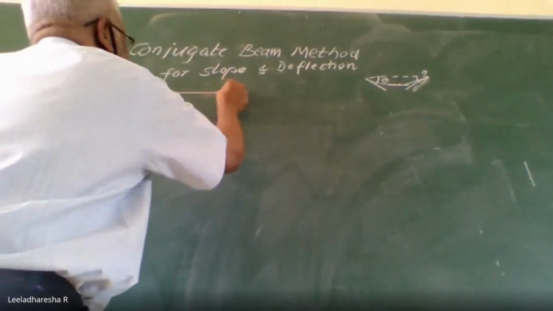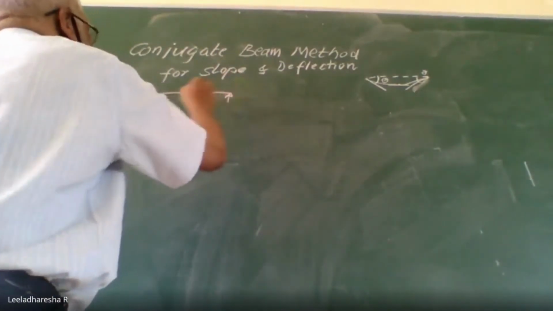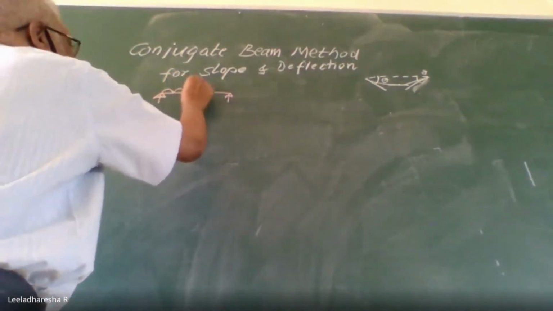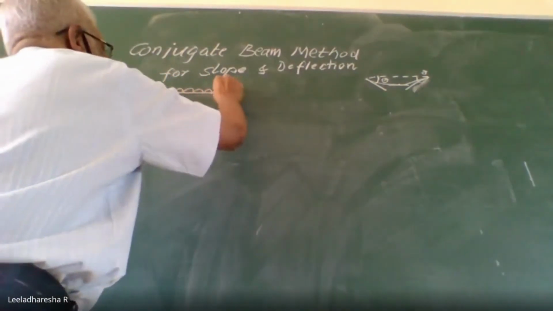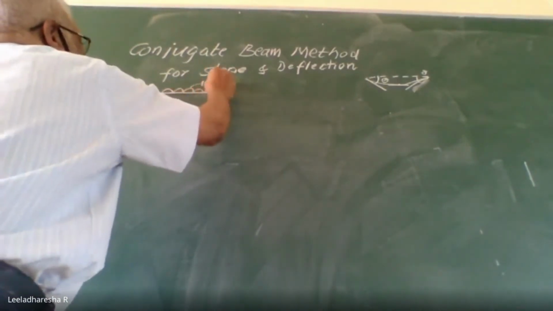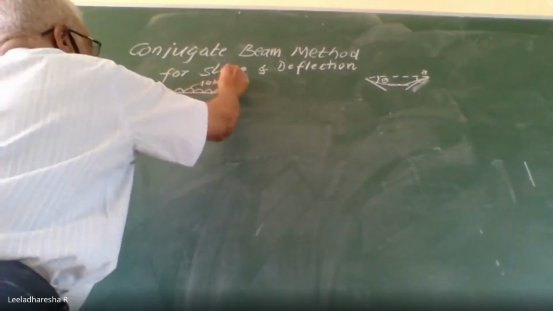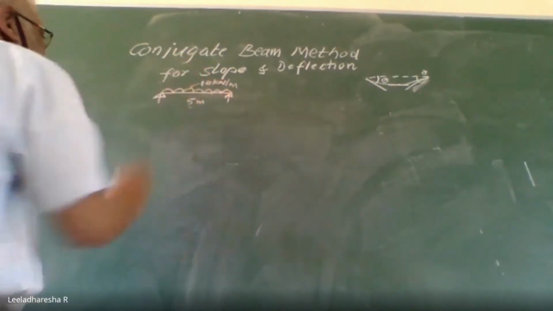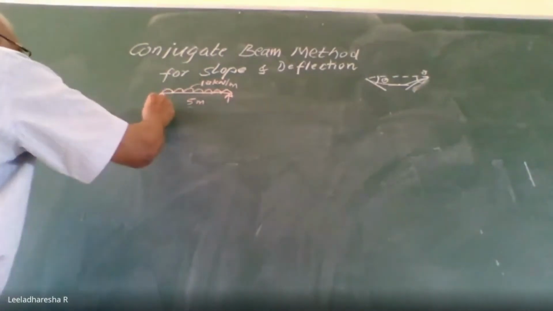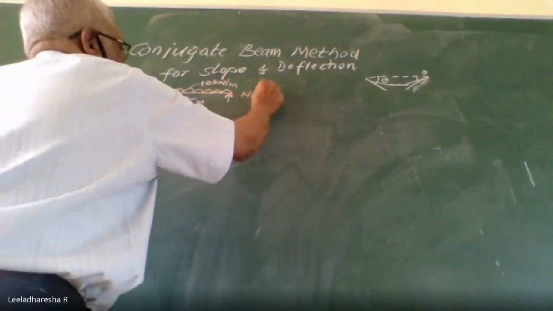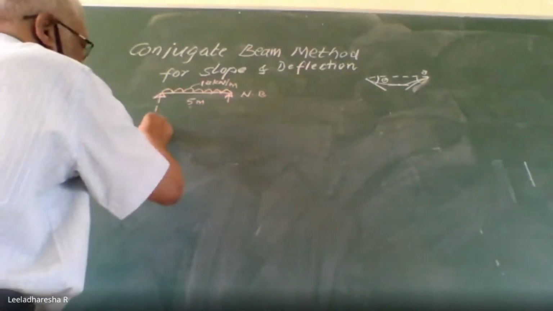So I consider a simply supported beam carrying uniformly distributed load over the entire area. Let us say 10 kilonewton per meter. Again, I'll take this as 5 meter. Now this is the normal beam. You need to draw the conjugate beam.